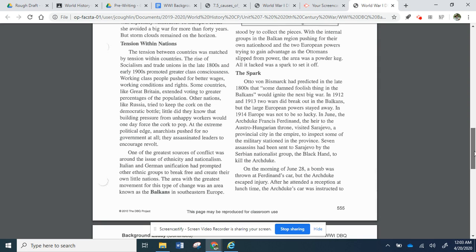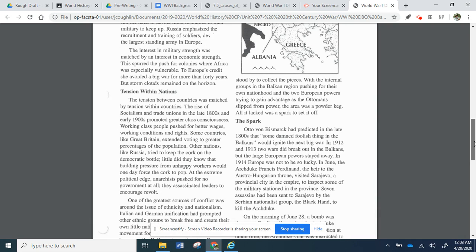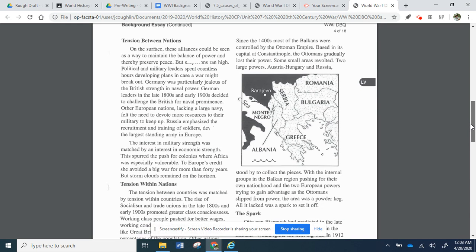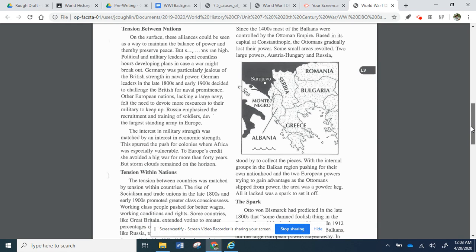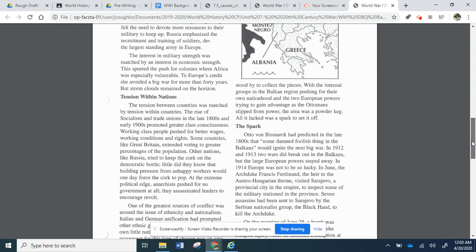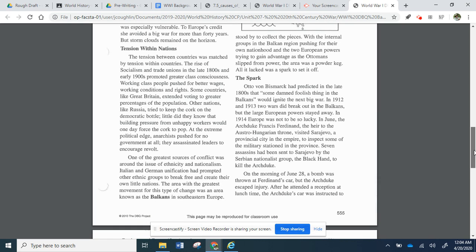Another of the sources of conflict was around the issue of ethnicity and nationalism. Italian and German unification had prompted other ethnic groups to break free and create their own little nations. The area with the greatest movement for this type of change was an area known as the Balkans in southeastern Europe. Since the 1400s, most of the Balkans were controlled by the Ottoman Empire. Based in its capital at Constantinople, the Ottomans gradually lost their power. Some small areas revolted. Two large powers, Austria-Hungary and Russia, stood by to collect the pieces. With the internal groups in the Balkan region pushing for their own nationhood, and the two European powers trying to gain advantage as the Ottomans slipped from power, the area was a powder keg. All it lacked was a spark to set it off.